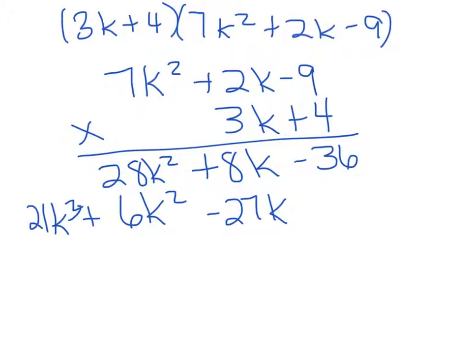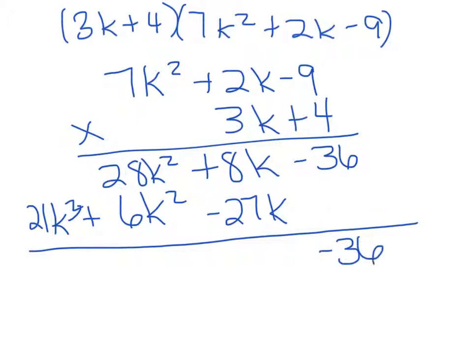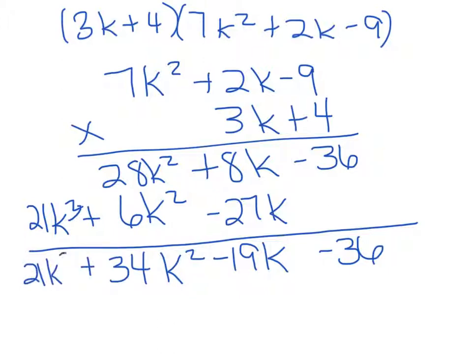All right, so now we're adding. Negative 36 just drops down because there's nothing to add to it. Negative 8k plus negative 27k is going to give us negative 19k. And 28 plus 6, both are k squareds, so they stay k squareds. 28 plus 6 is 34. And we're going to leave this as a 21k cubed. That's a prettier 3. So that is your final answer.